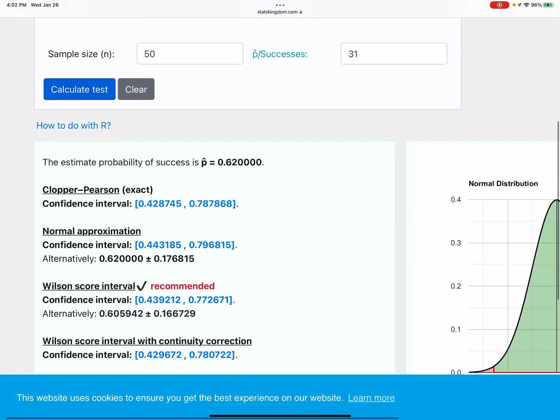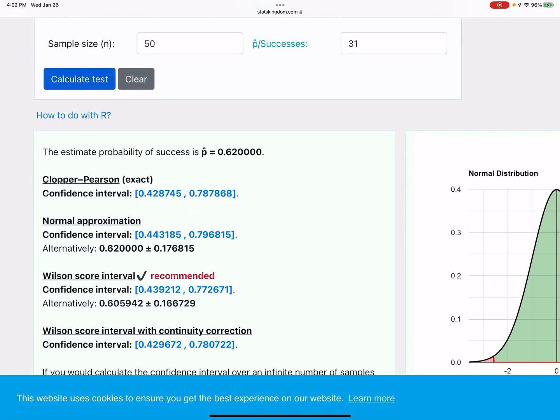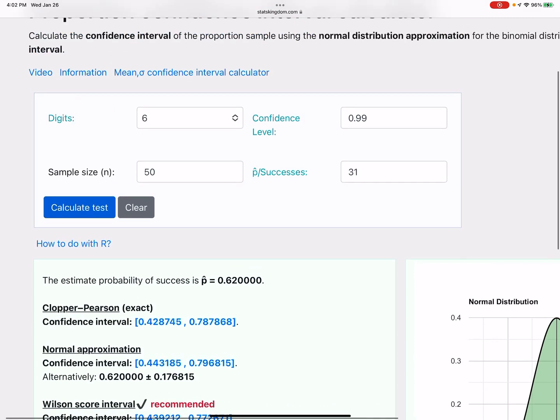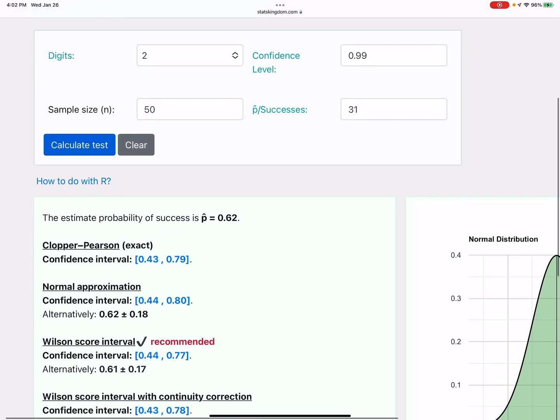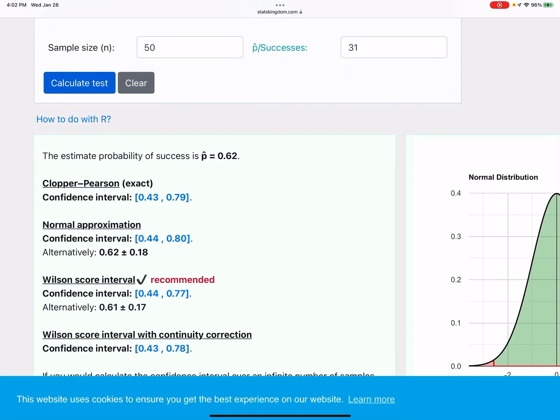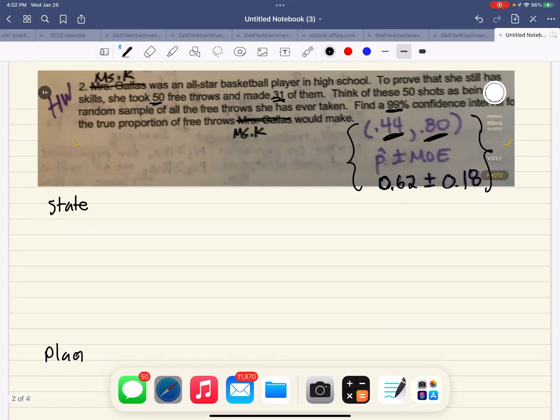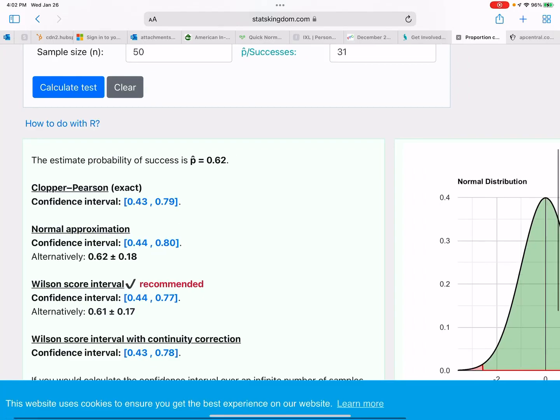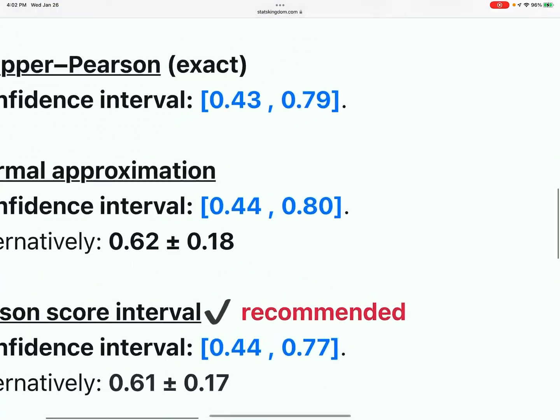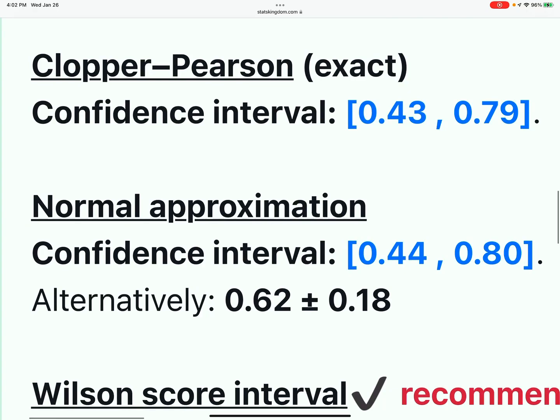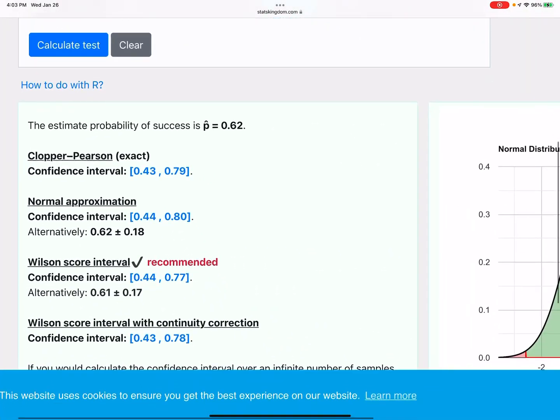It looks like I got the same confidence interval. Do you see how mostly those numbers are the same? If I switch to 2 decimal places, the calculator gives pretty much the same confidence interval that I got before. Everybody sees I got 0.44, 0.80. We'll go back to the screen: 0.44, 0.80, because we use normal approximation, this one, normal approximation.